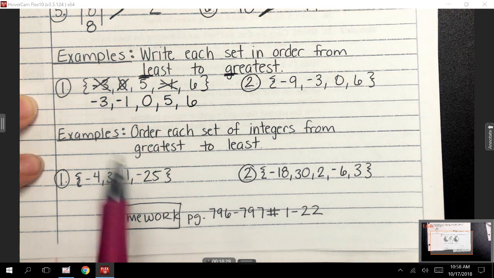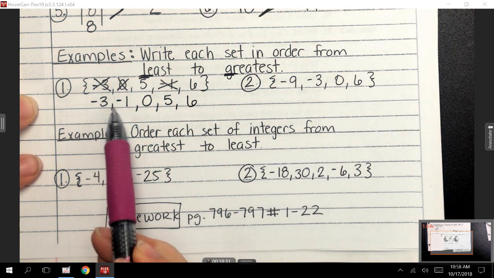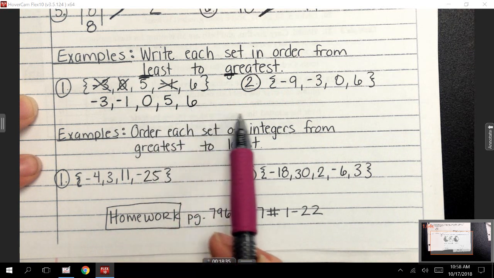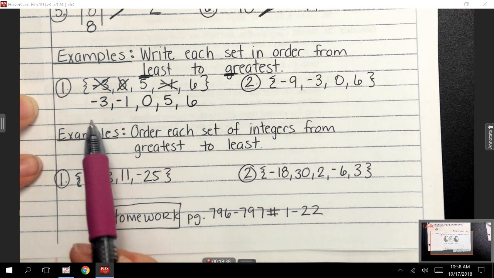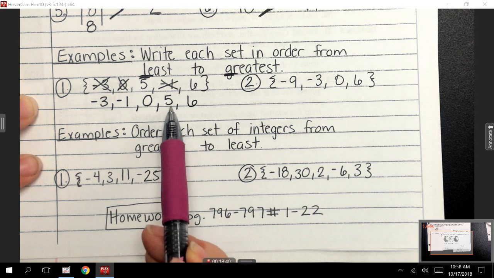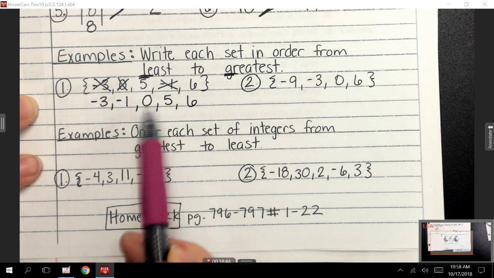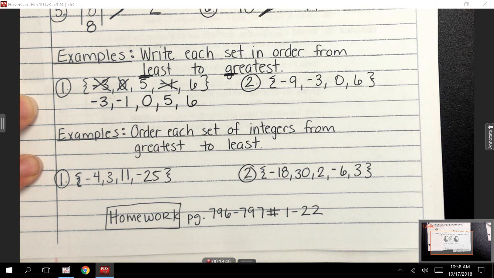And I want y'all to look at this. From the negatives, I'm getting close to 0. There's 0. So now I've got to go and get far away. Okay, so I got close to 0. What number is closest to 0, 5 or 6? 5. And is it closer to 0 in my list? Yeah. All right.